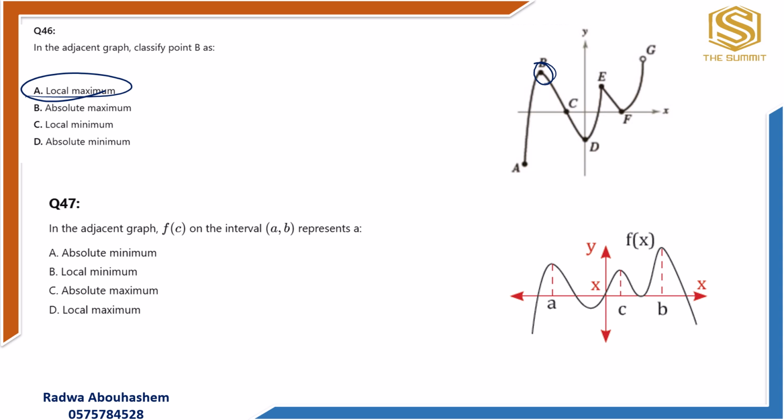Okay, question 47 in the adjacent graph. On the interval a to b, the function at c, here, this one, represents what? A local maximum also.